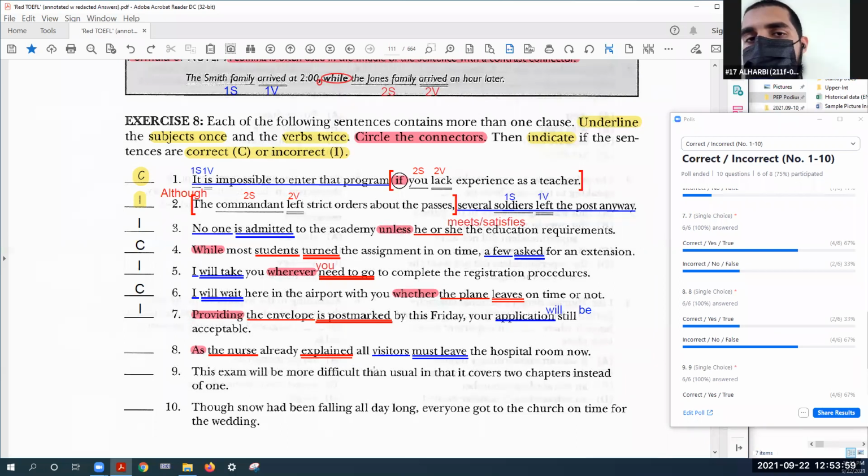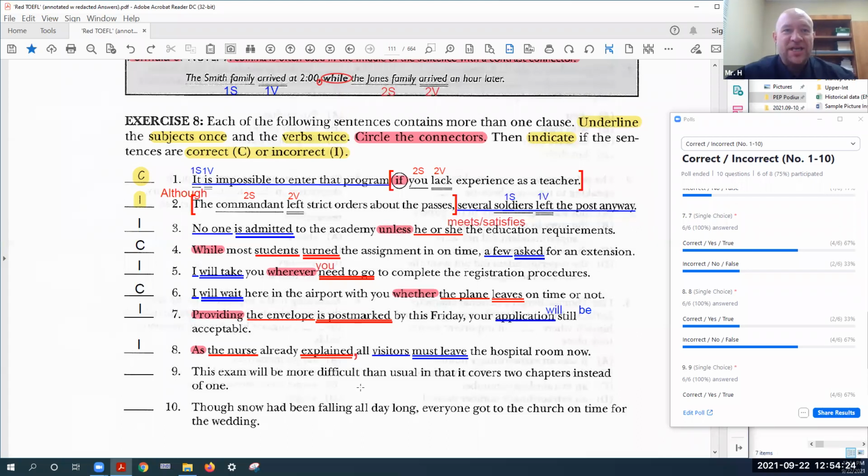As. So this sentence is, oh, why is it incorrect? There is no comma. Oh, there's no comma. Where do I put the comma? In the middle, before all visitors. Comma, right? There you go.